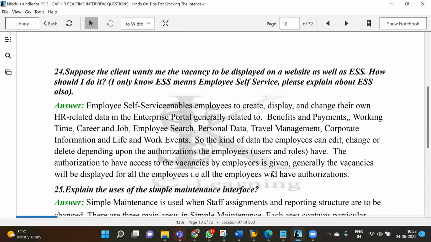Now, going to the next question. Suppose the client wants the vacancy to be displayed on the website as well as ESS. How should I do it? I only know ESS use this. Explain about ESS, right?